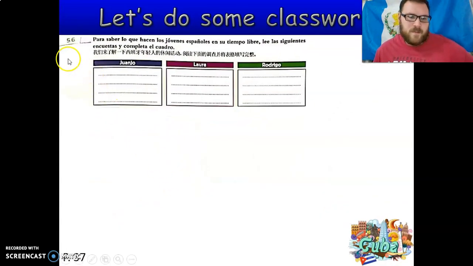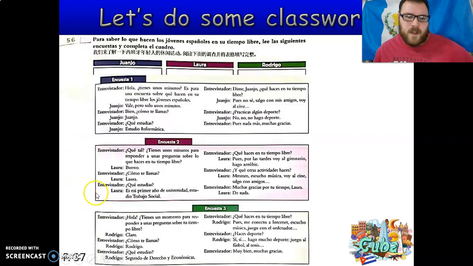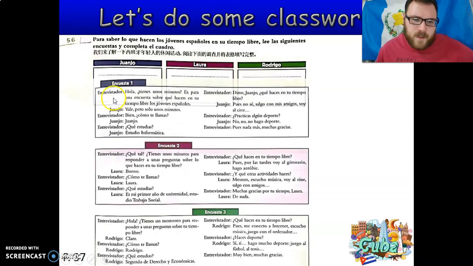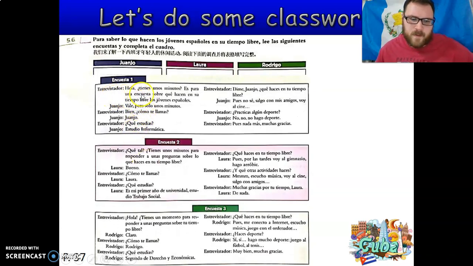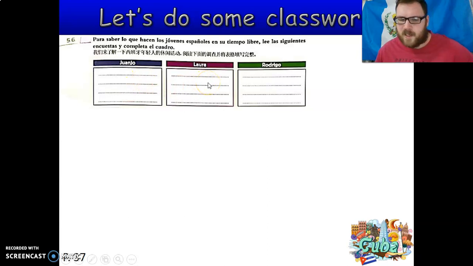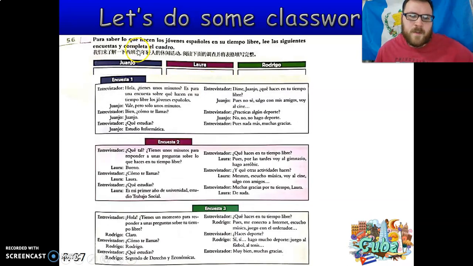Okay, cool. So 5.6 on page 37, we have an interview with 3 different people. They are different colors to help you see that they're the 3 different people. We have a blue, we have a purple, we have a green. Up here we have blue, purple, green. That's probably who they're talking about. Anyway, so to know what young Spanish people do in their free time, read the following interviews and complete these charts. So here are the interviews. Entrevistador is an interviewer, and then they have people's names. We have Juanjo, Laura, and Rodrigo.